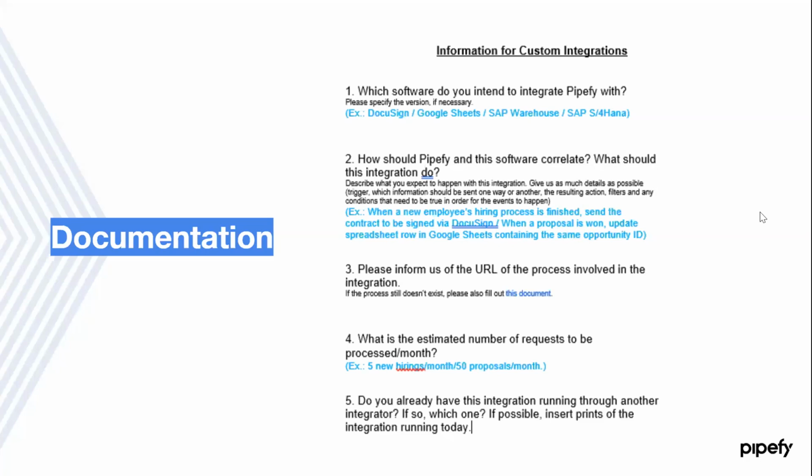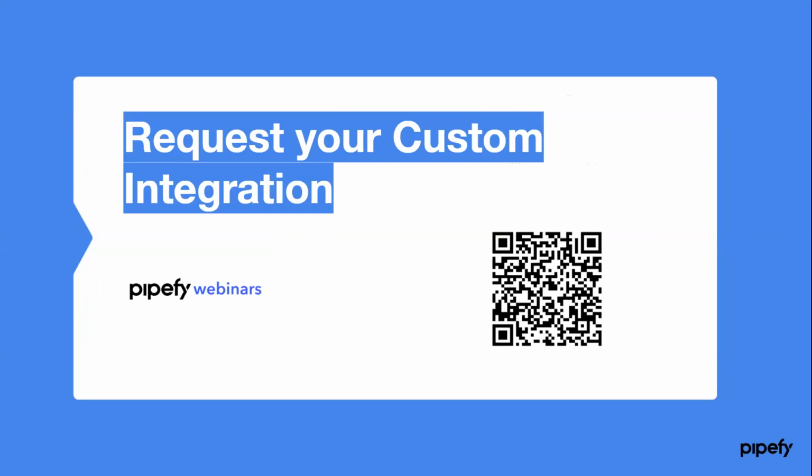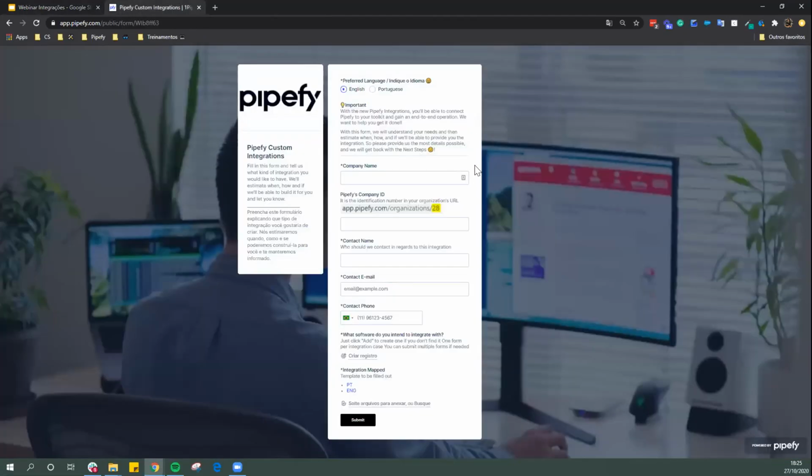Okay. With those information, our team will be able to create an ad hoc solution for you for us to start discussing about the best scenario for you. Okay. And in order for you to submit that, it's very easy. Just point your camera into the QR code right here. You'll be redirected to a Pipefy public form where you can fill out with all of your information.